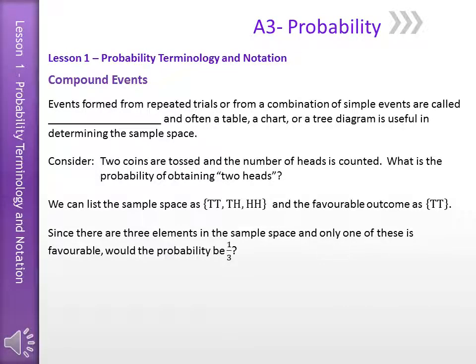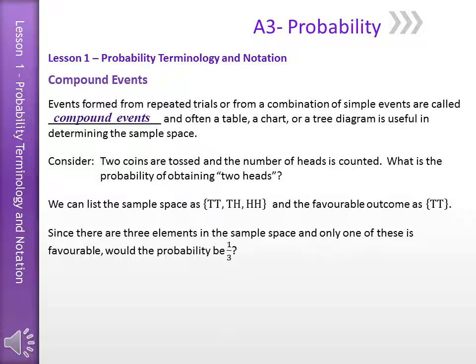Compound events. Events formed from repeated trials or from a combination of simple events are called compound events, and often a table, a chart, or a tree diagram is useful in determining the sample space. Consider, 2 coins are tossed and the number of heads is counted. What is the probability of obtaining 2 heads?